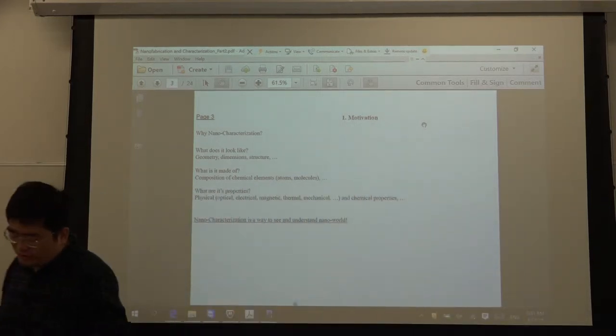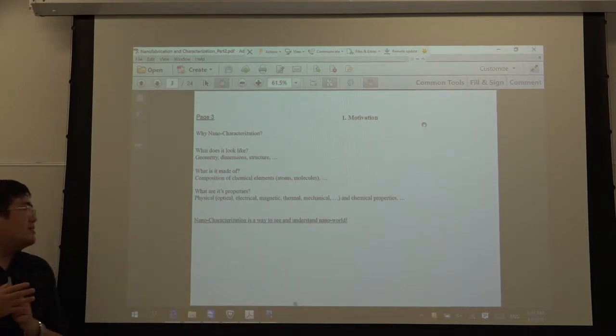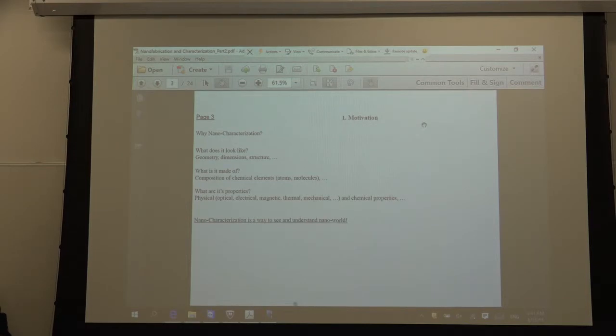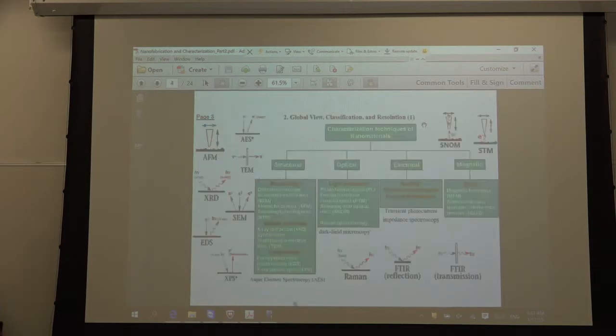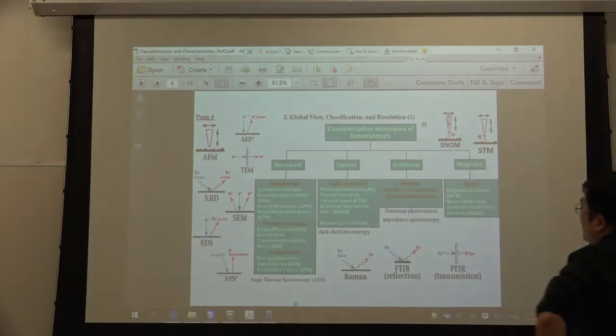So it's quite important. Although my knowledge in this topic is very weak because I have no experience measuring nanoscale structures, I just want to deliver some basic, introductory knowledge to you. Maybe you can learn several methods. This is a global picture.